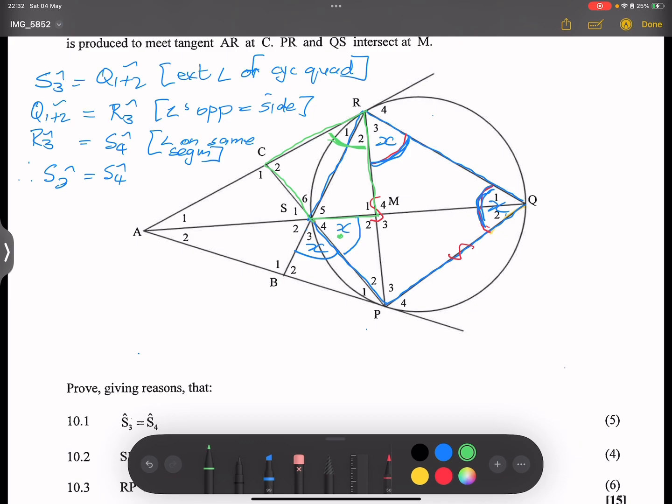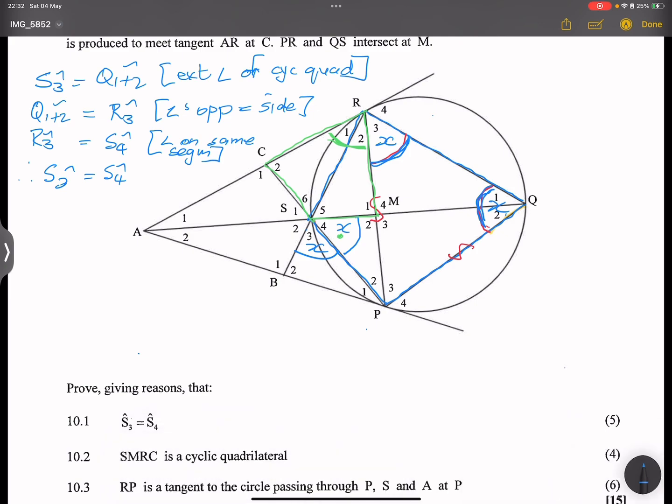Now what I'm going to do is I already found that Q1 plus 2 is X, right? And so R1 plus 2 is also going to be equal to X. And guess why?